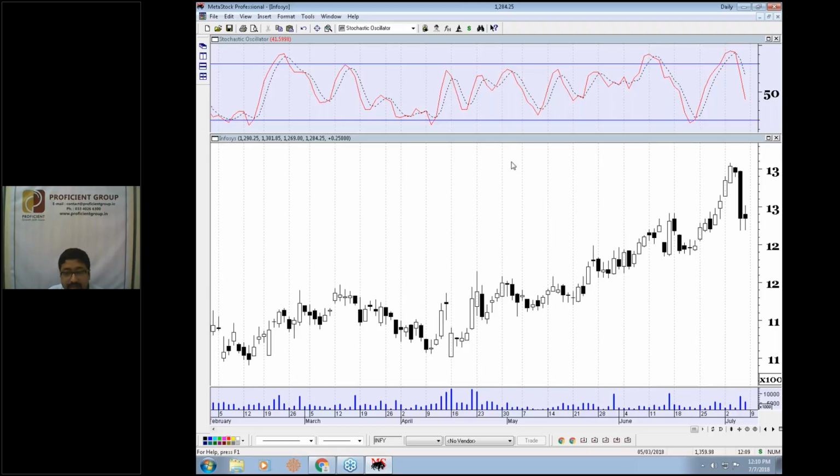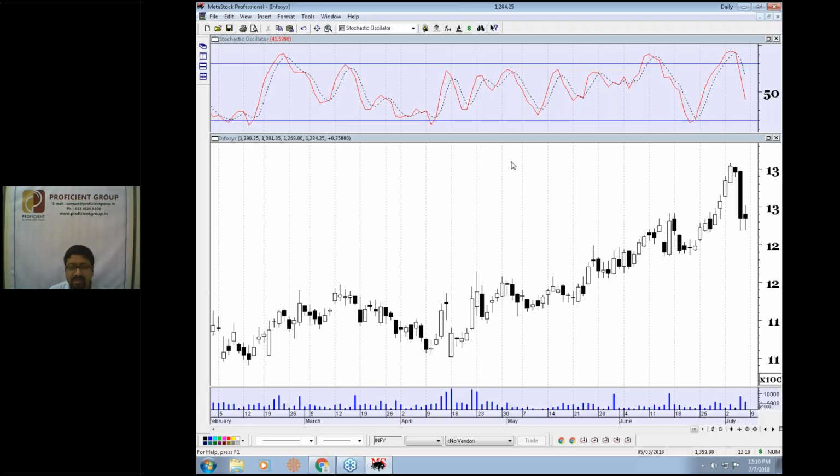Look at the stochastic in the topmost pane of my screen. The stochastic is showing that there is some more steam left in the current downward trend, and if the prices continue to stay here for a few more days, then that will be strong enough reason to buy Infosys. But I'm not recommending to buy it right now. You just have to keep a close eye, right?